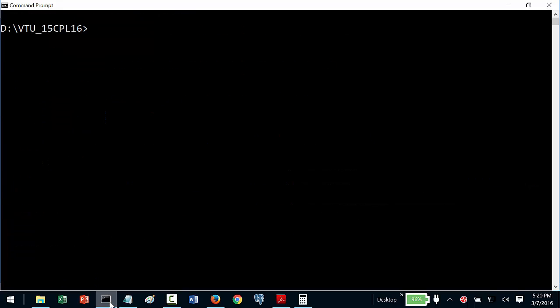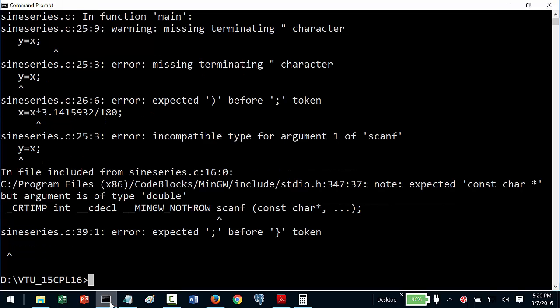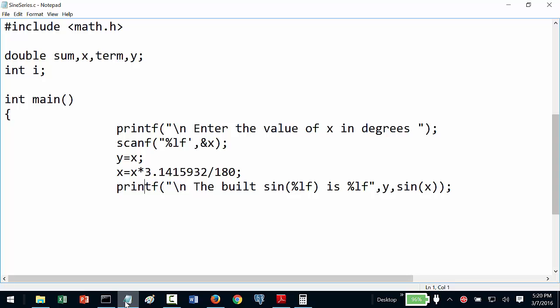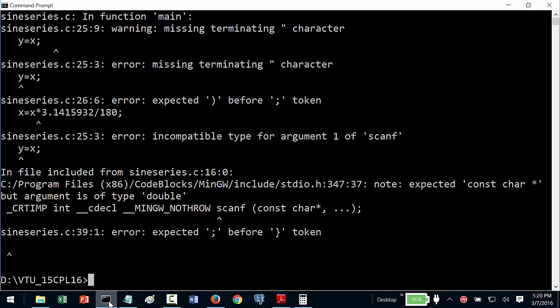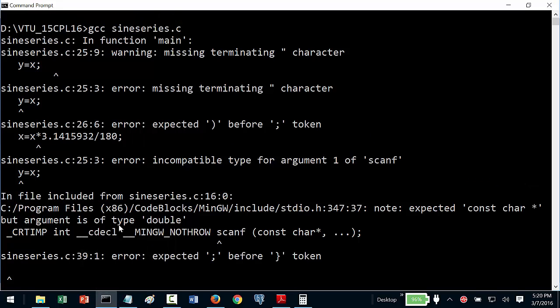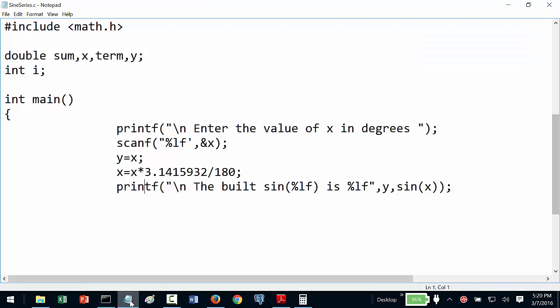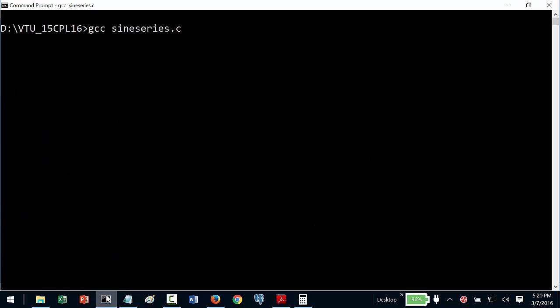So we will get, did we do this? Y is equal to x. Warning, missing terminating character. Where is that? Oh, here. Okay, so alright, so we have no errors. Let us compile this program now. Minus o, sine series.